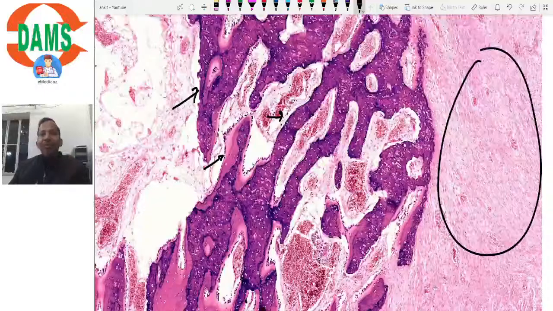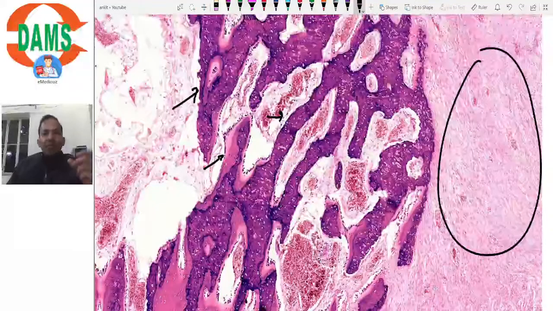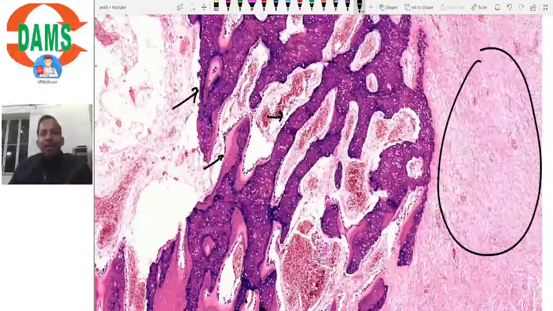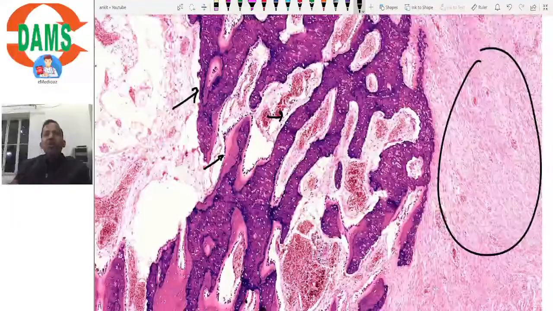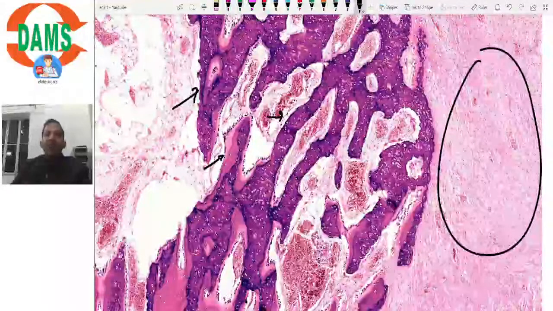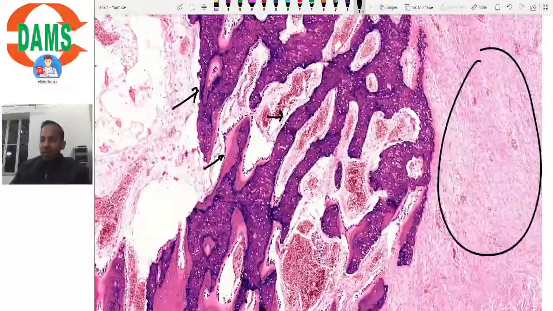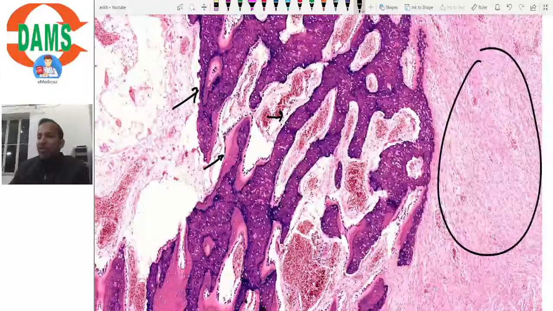So what is an intramembranous bone? Intramembranous bone is when bone directly forms in the mesenchyme, isn't it? The mesenchymal tissue condenses, and then the osteoblasts differentiate. These osteoblasts will deposit osteoid, which will calcify to form the bone. So that's intramembranous bone, isn't it? So here there is no cartilage visible in the picture, only mesenchyme.